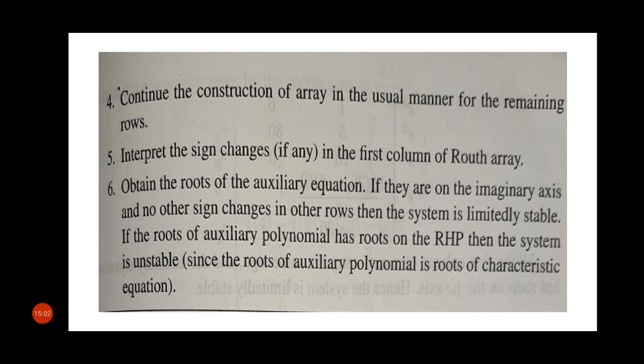If they are on the imaginary axis and there are no other sign changes in other rows, then the system is limitedly stable. If the auxiliary polynomial has roots on the right hand side, then the system is unstable, since the roots of the auxiliary polynomial are roots of the characteristic equation.